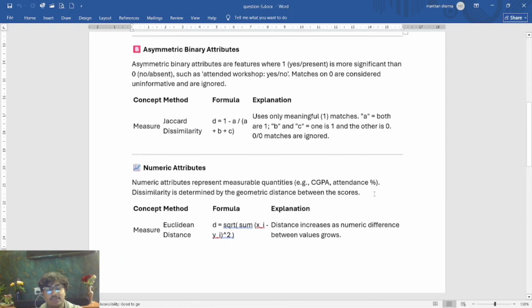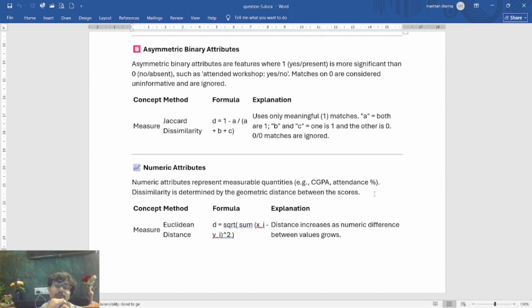Moving on to asymmetric binary attributes, like whether a student attended a workshop, yes or no. The attributes are asymmetric because a yes carries meaning while a no doesn't. For example, two students not attending a workshop does not mean they are similar in any useful way. So we use Jaccard dissimilarity.